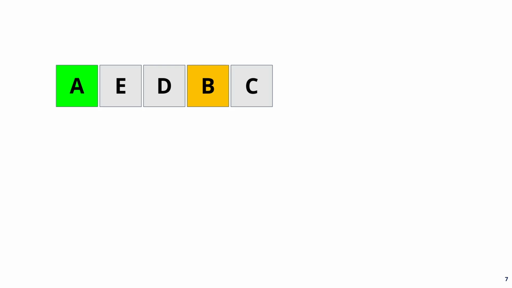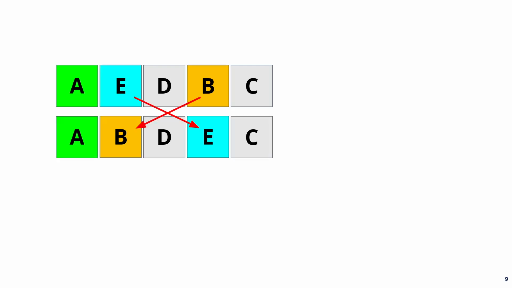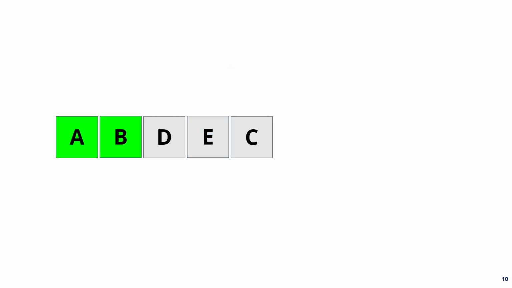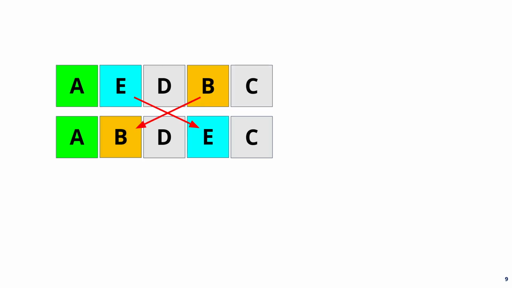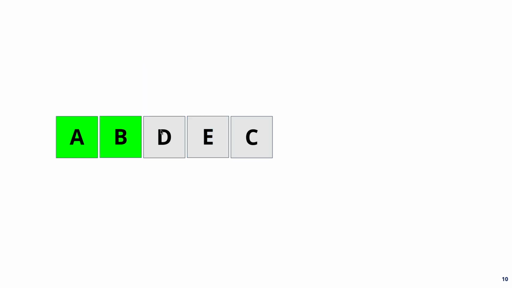We want the B to be right after the A, so we're going to swap the B and whatever happens to be there. So again, to go back, we found the next smallest value, which was B. We know where we want it to go. That happens to be where the E was, so we swapped the B and the E, and now the B is in the right place.